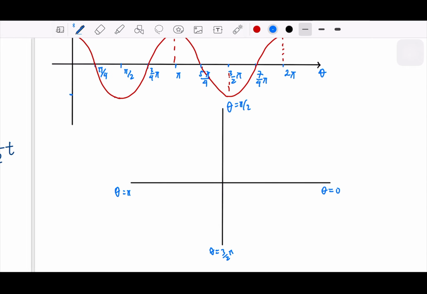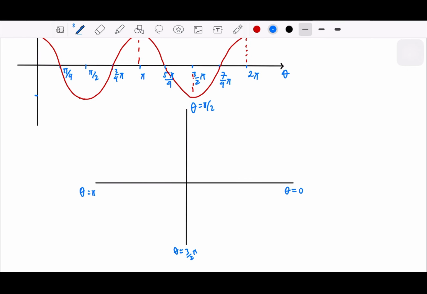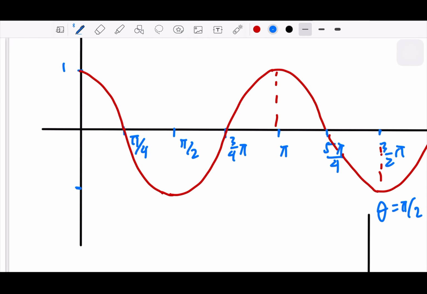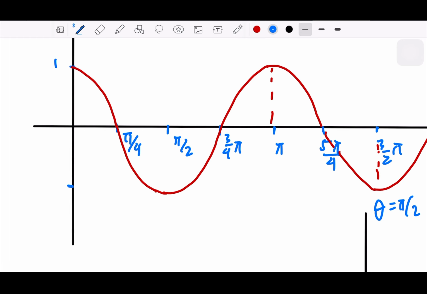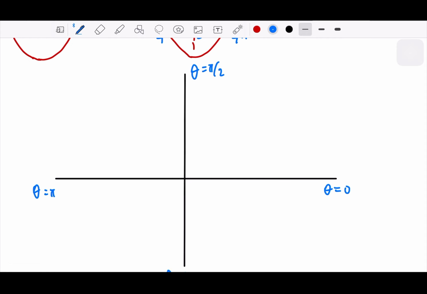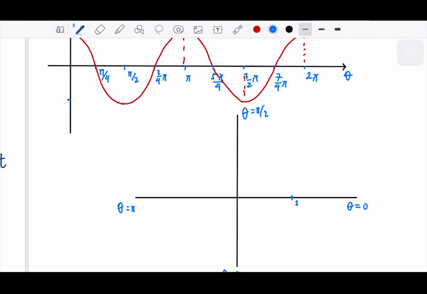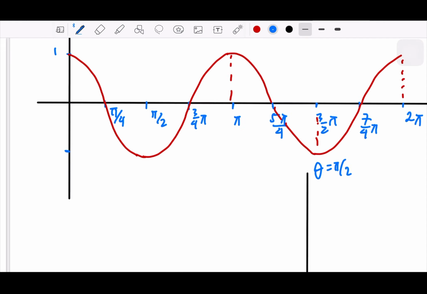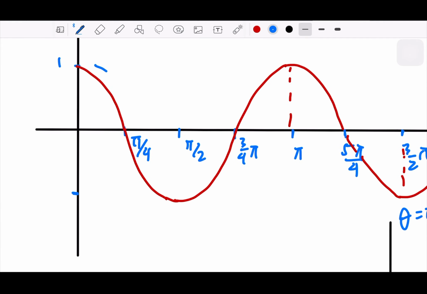Okay, now based on the values, right? At theta equals 0, the radius is 1. So if we have radius 1 here, let's say this is 1. Okay. So we start from here, from 1. And then we are going to have some decreasing value, right? Some decreasing value up until pi over 4, right? Up until pi over 4.